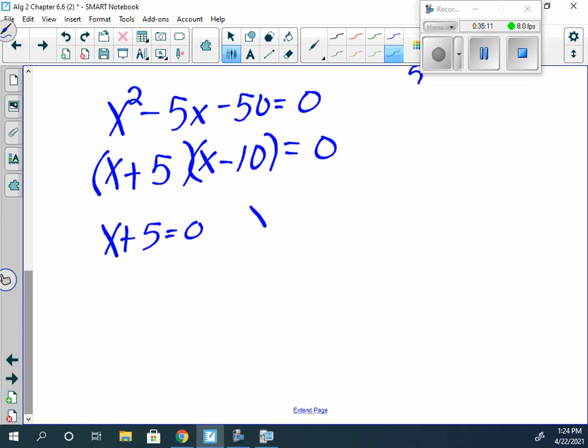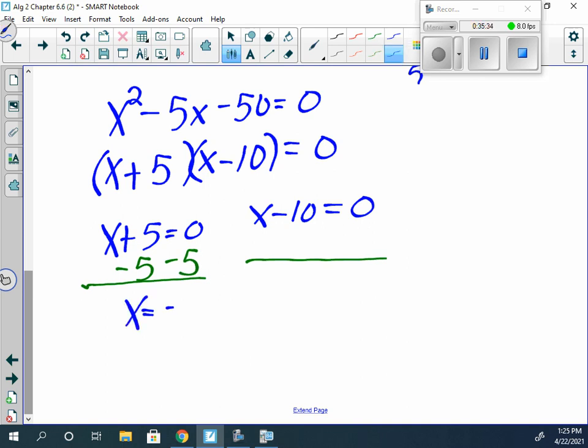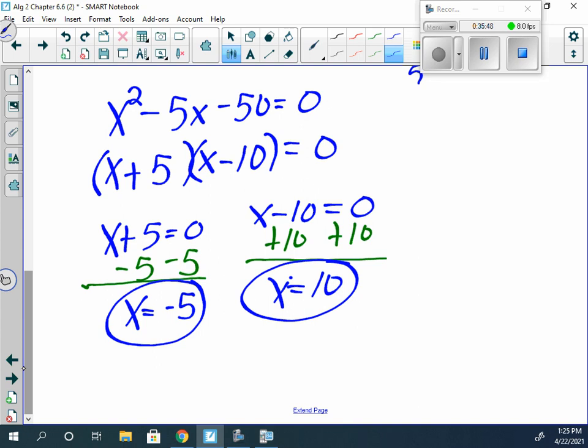And the last part of this is we need to set both of these equal to 0 because of our zero product property. Any two things multiplied together to equal 0 means one of them has to be 0. So on the first one, we can subtract 5 from both sides, which tells us x is equal to -5. And on the second one, we can add 10 to both sides, which tells us x is equal to 10. So any questions on any of this here?